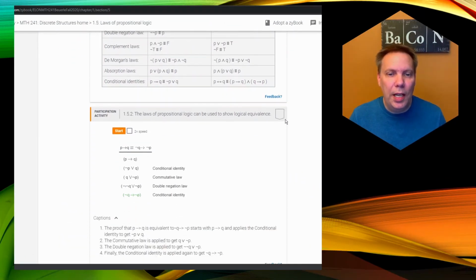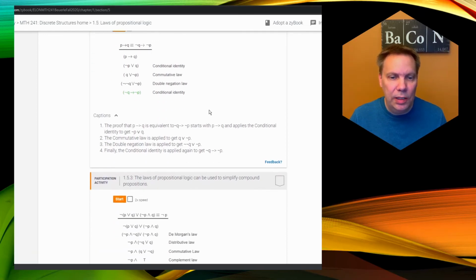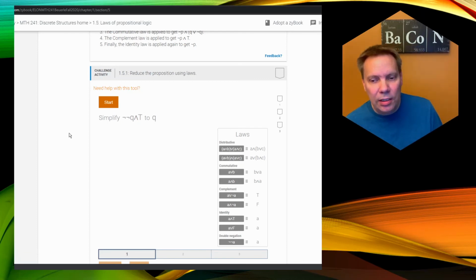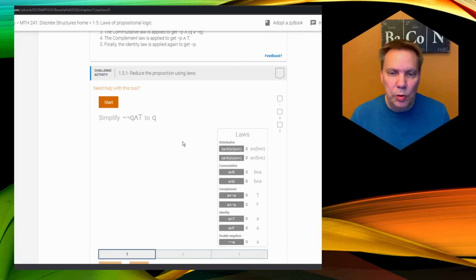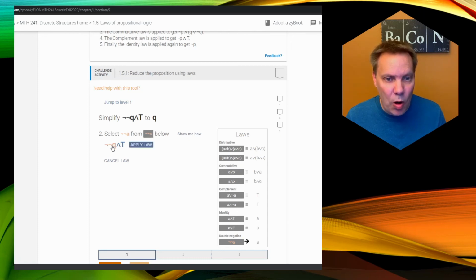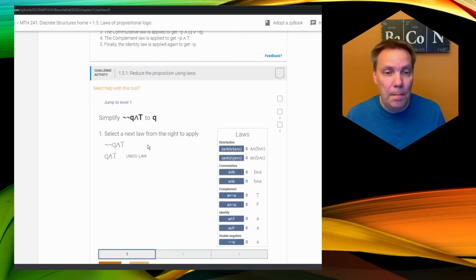In the zyBook, we have the participation activities, but there's also a challenge activity. And this challenge activity wants you to put things in the right order. So how is not not Q and true equivalent to Q? Well, I'm going to walk you through this very, very quickly. So I'm going to select the law from the right to apply to this. So I think I'm going to apply this particular law. Now it tells me to select the item that I want in here and then apply the law.